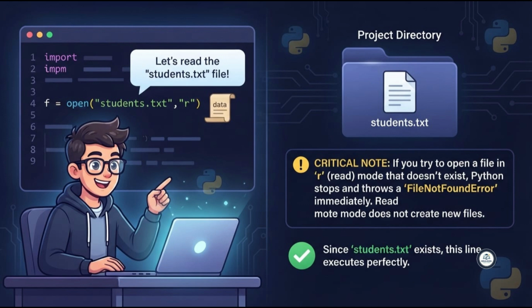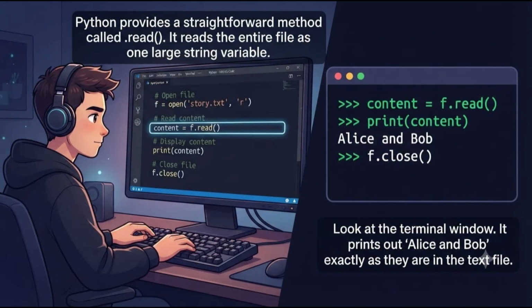Since we already created students.txt in our last step, this line will execute perfectly without any errors. Now let's extract the text content from our file object. Python provides a very straightforward method called .read. This method reads the entire text file from start to finish and saves it as one large string variable. Let's create a variable named content equals f.read.